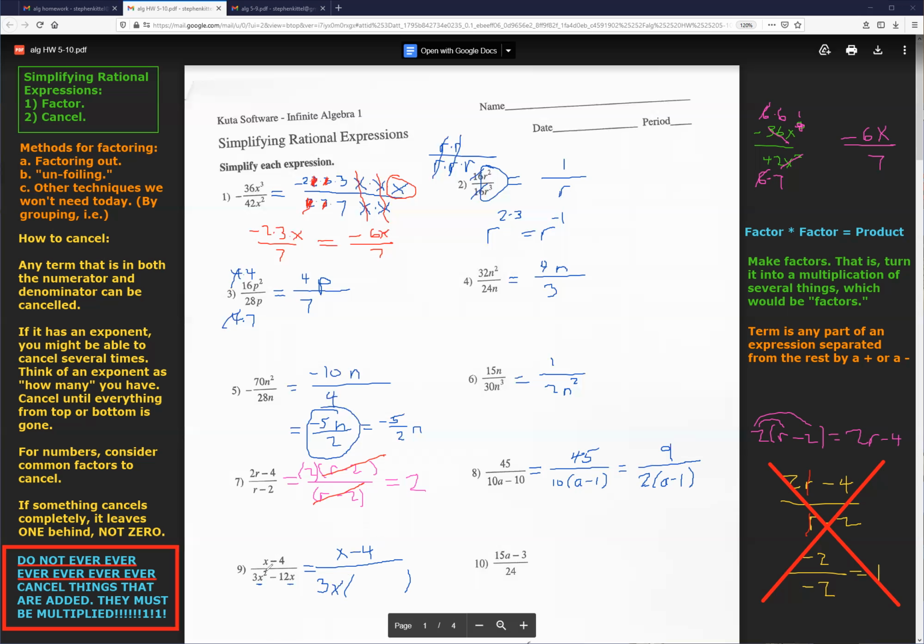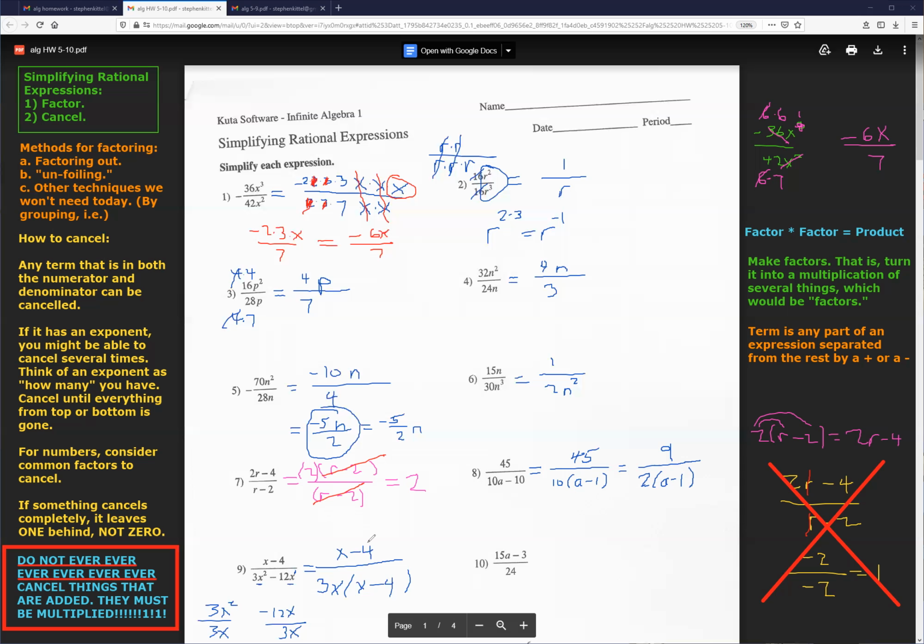There is 2 x's here, 1 x there. So at most, we can pull 1 x out of both. Yes, the one had 2 x's, but we can't take 2 x's out of everything. And if you can't take it from everything, it doesn't count. So we're going to take a 3 and a single factor of x. And so 3x squared divided by 3x is x. And negative 12x divided by 3x, if we were to reduce that, is minus 4.